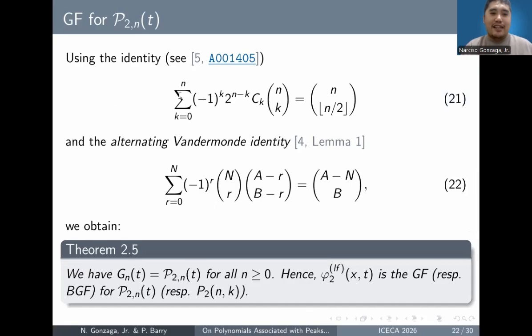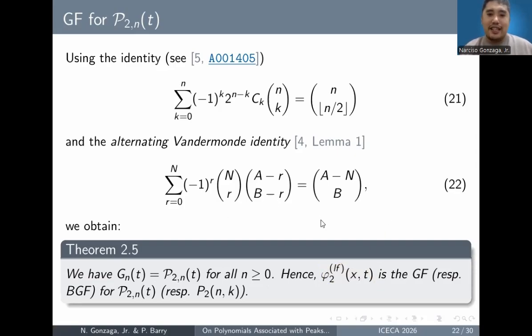And to simplify that, we use these two identities here. The first one is a little bit common, while the second one is known as the alternating Vandermonde identity. And finally, we prove that G sub n is simply the polynomial associated with peaks of Dirichlet factors. And this also fully confirms that phi sub 2 LF, our candidate generating function, is in fact the generating function for polynomials associated with peaks of Dirichlet factors.